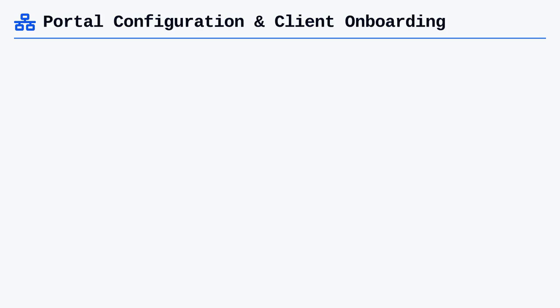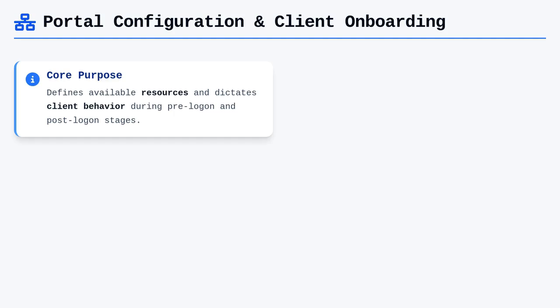The configuration of the portal address and the associated client download management paths are critical for the initial onboarding process. When you define the portal configuration, you are essentially telling the client which resources are available and how it should behave during the pre-logon or post-logon stages.